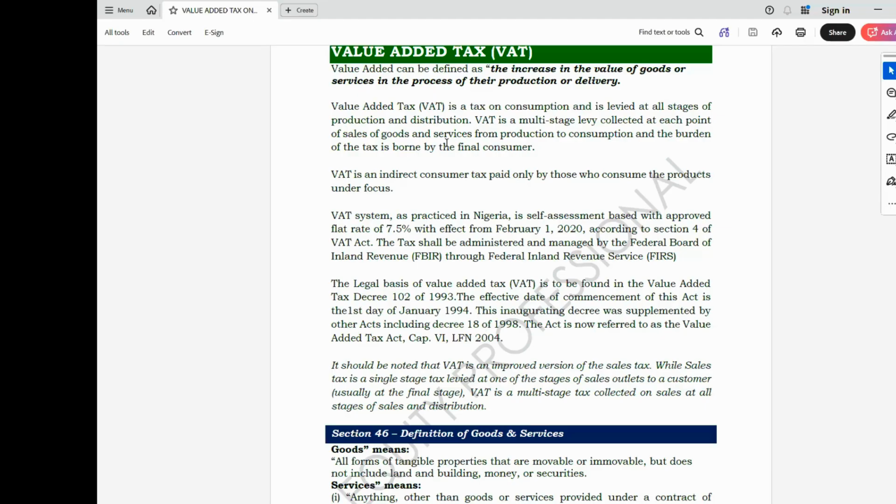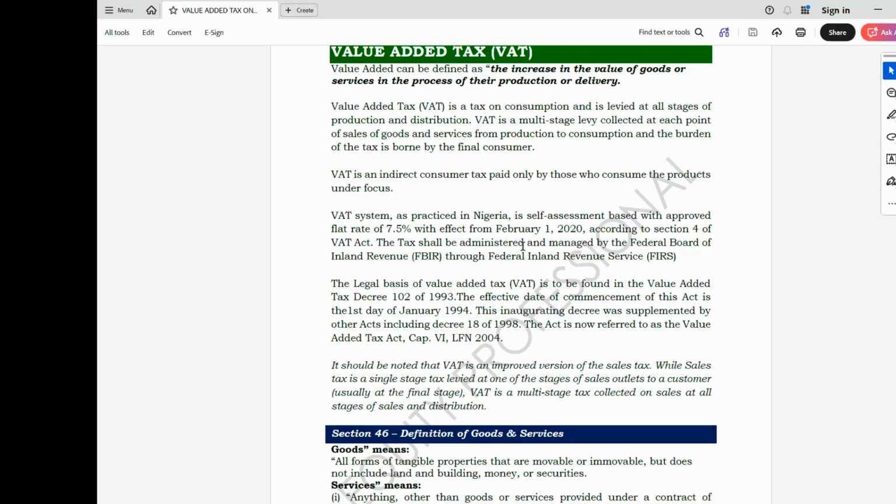But from the Finance Act 2019, which came into effect from February 1, 2020, the rate is 7.5%, which is the prevailing rate that is applicable, that is adopted by the government as at this moment. So the rate for the value-added tax is still 7.5%. And this tax is collected by the Federal Inland Revenue Service.